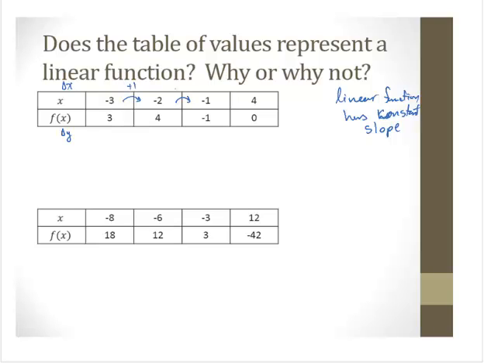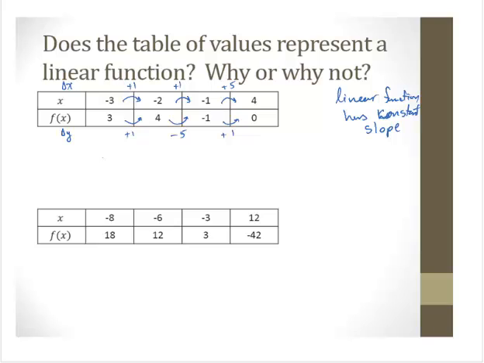From -2 to -1, that's an increase of 1. From -1 to 4, that's an increase of 5. From 3 to 4, that's an increase of 1. From 4 to negative 1, that's a decrease of 5. And from negative 1 to 0, that's an increase of 1.